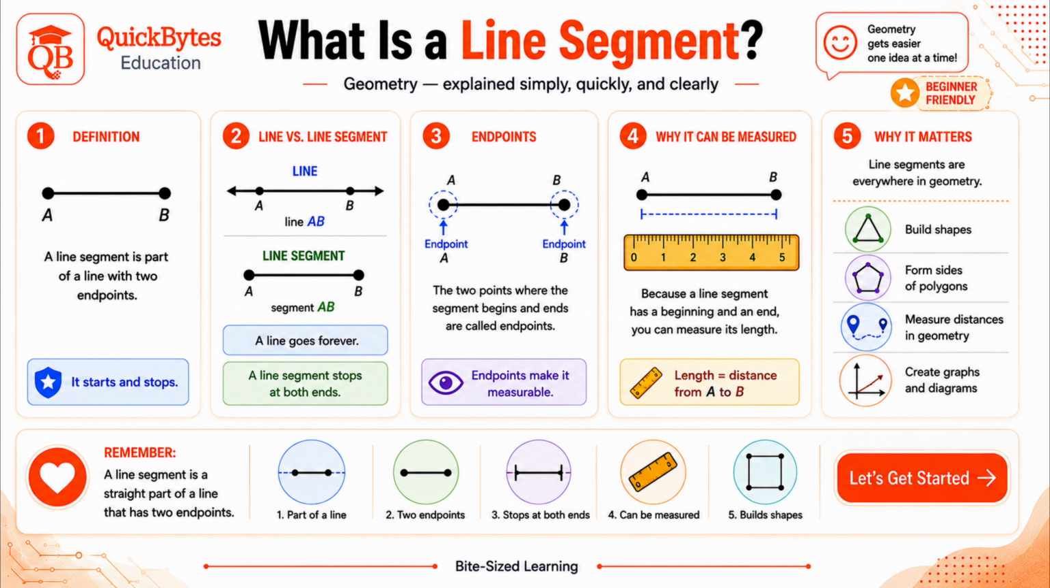Now, let's compare that to a line segment. A line segment is part of a line, but unlike a full line, a line segment has 2 endpoints. So, if you draw a straight path from point A to point B and it stops at both points, that is line segment AB. This difference matters. A line goes forever. A line segment stops. A line segment can be measured because it has a beginning and an end. A full line cannot be measured the same way because it keeps going forever.